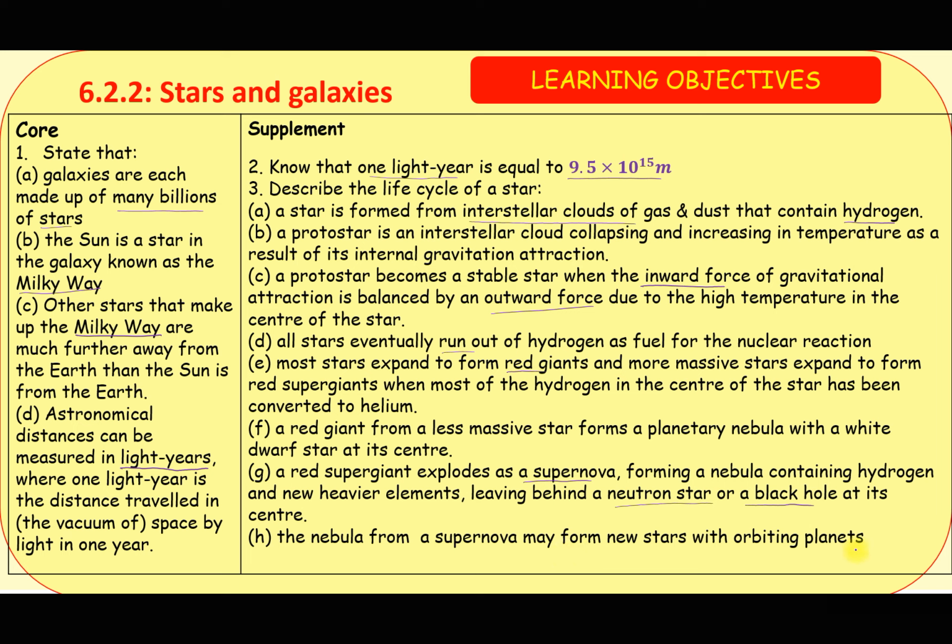So this is the life cycle of stars that we are going to talk about later on. Describe the life cycle of a star. A star starting as interstellar clouds of gas, a protostar, we shall talk about stars running out of hydrogen, and they either form red giants or red supergiants depending on the mass. So after a star becomes stable, its path is going to be determined by its size, whether it becomes a red giant or a red supergiant, as we shall see later on.